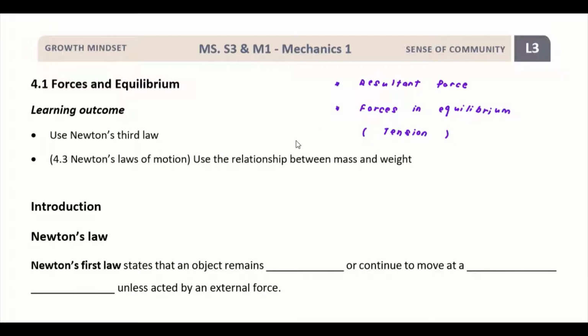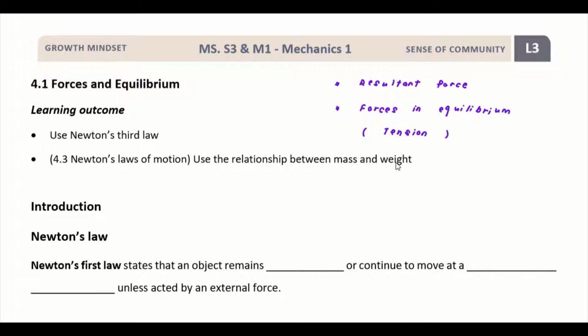Today's lesson will involve the concept of mass and weight. So the learning outcome includes parts of 4.3, Newton's laws of motion, which is how to use the relationship between mass and weight. And because mass and weight involve Newton's second law, in today's lesson I might as well introduce all the laws. I think it will help you understand the whole idea better.